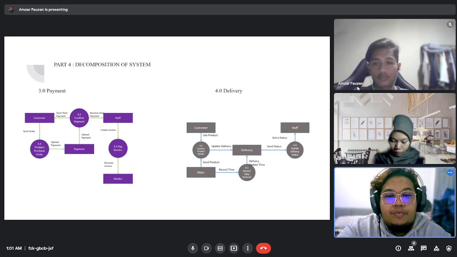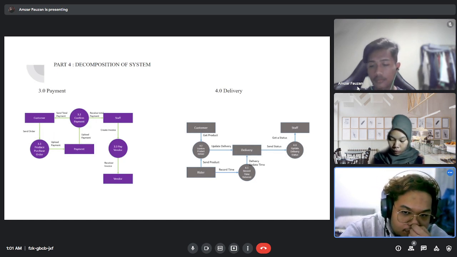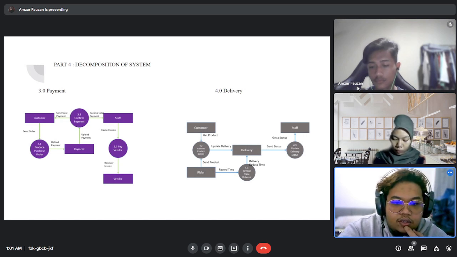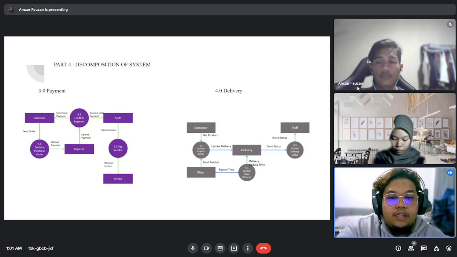So next, 4.0 deliver. So the customer will confirm the product for deliver, and then we update the delivery. So delivery will receive the record time of deliver. And we send the update deliver status to the staff, and the rider will send back the product that the customer has ordered, and we be at the customer.